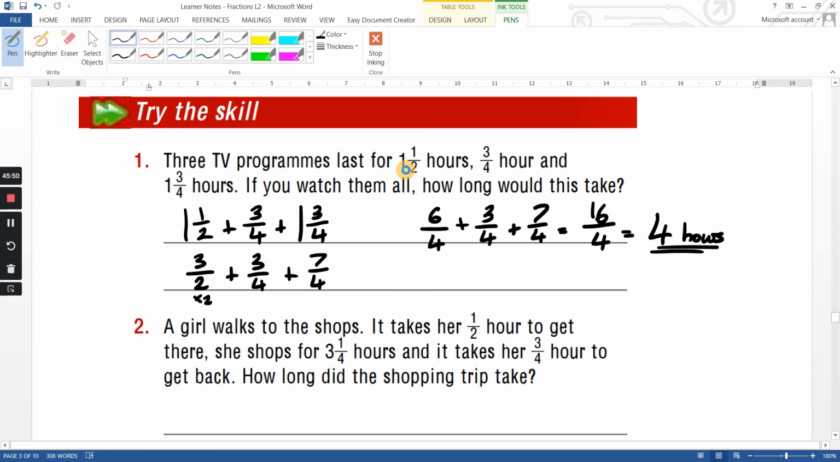You could have separated the whole numbers, so maybe add the 1 with the 1 here, and just add the fractions separately. Altogether, you should have got 4 hours anyway, so whichever way you do it makes no difference.